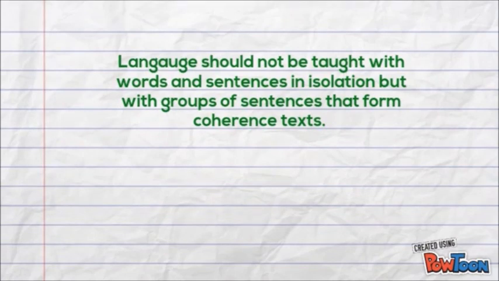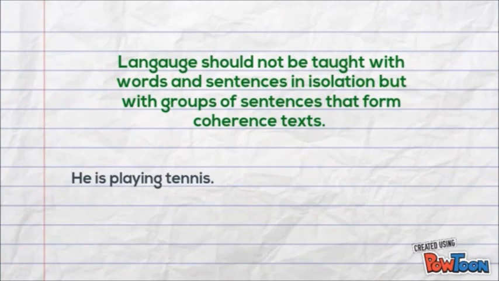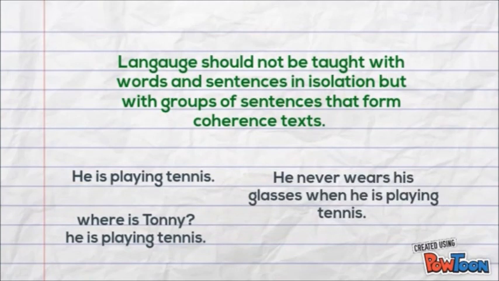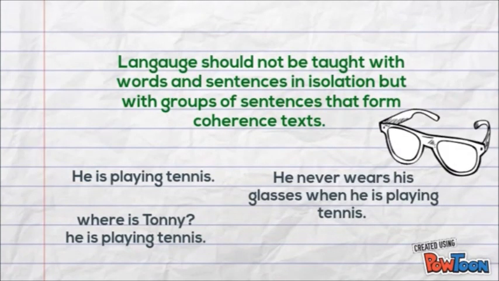Have a look at the following example. He is playing tennis. This phrase can have different meanings depending on the context where it is placed. In the first example, where is Tony? He is playing tennis. That means that Tony is doing this activity right now. But in the second example, he never wears his glasses when he is playing tennis. Means a completely different thing.